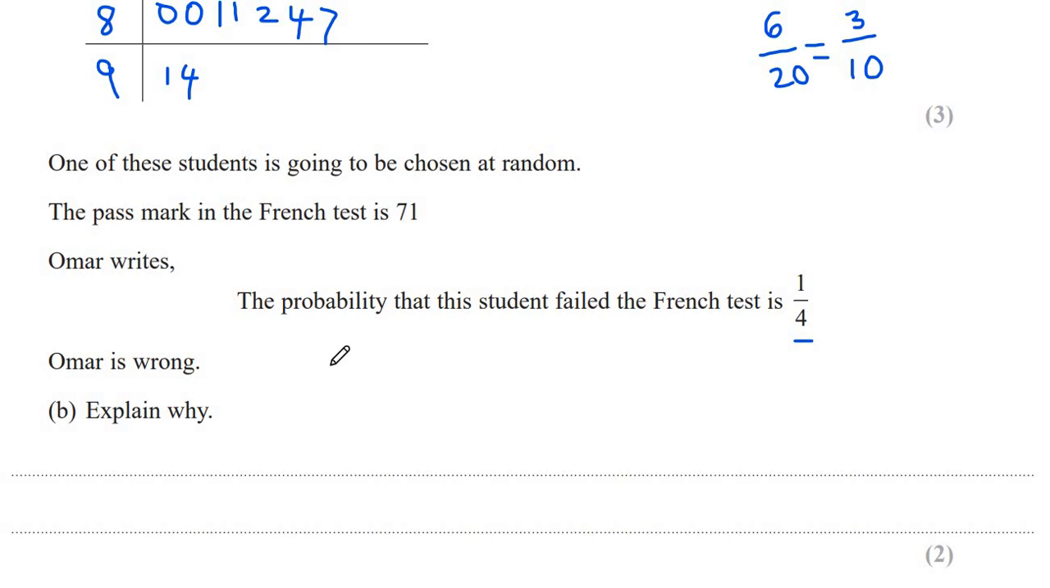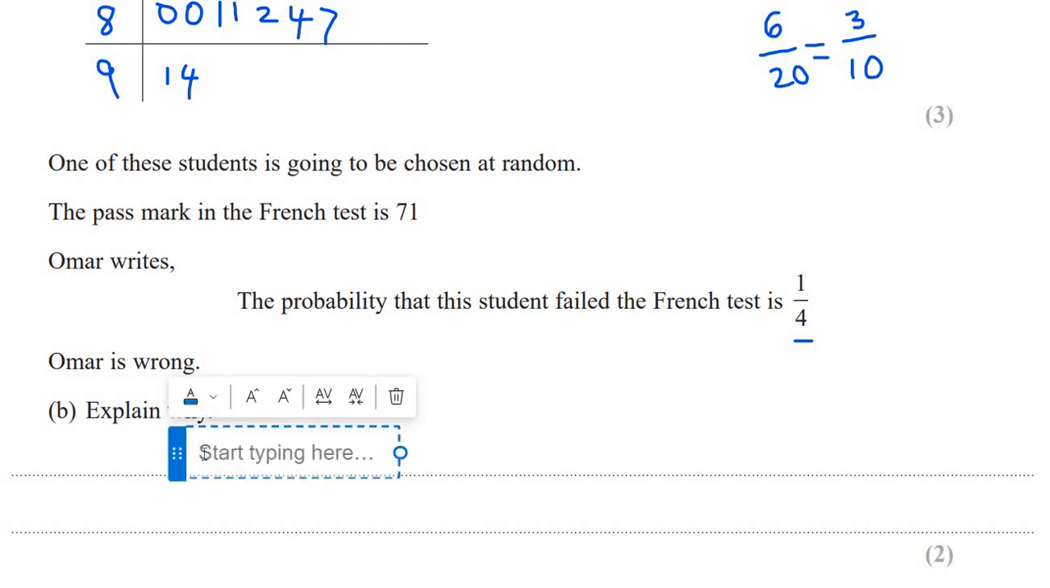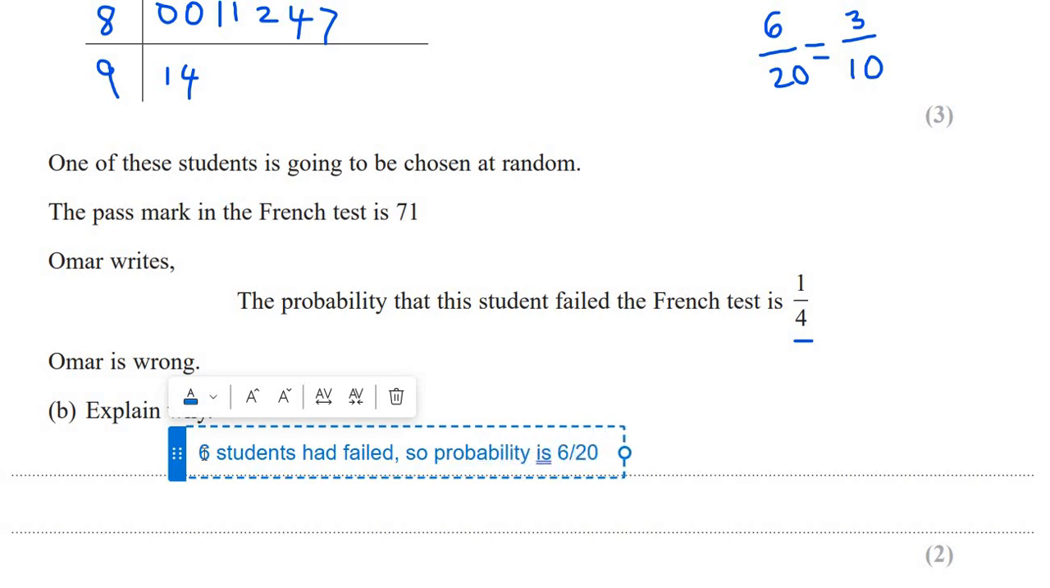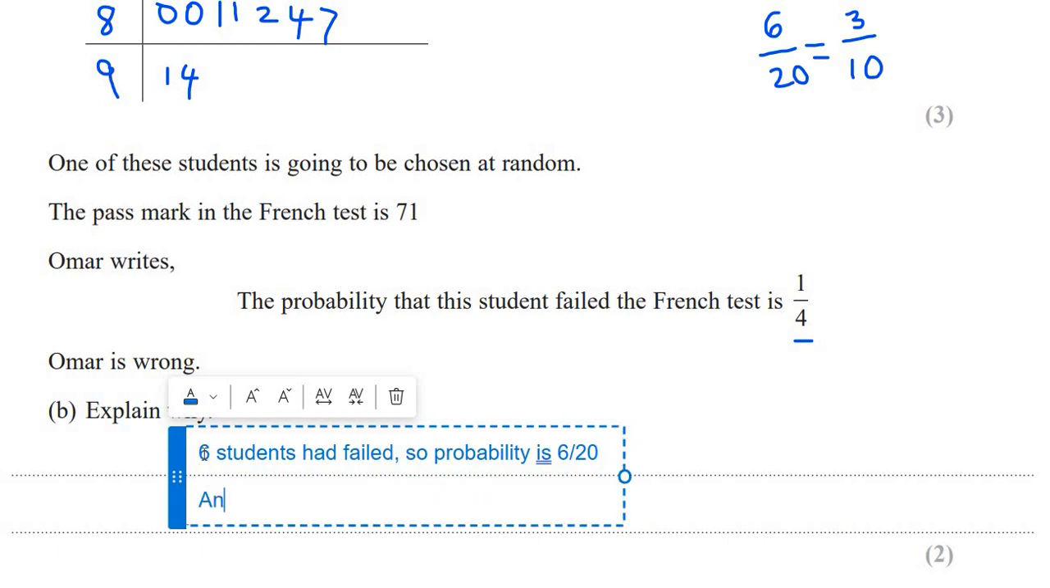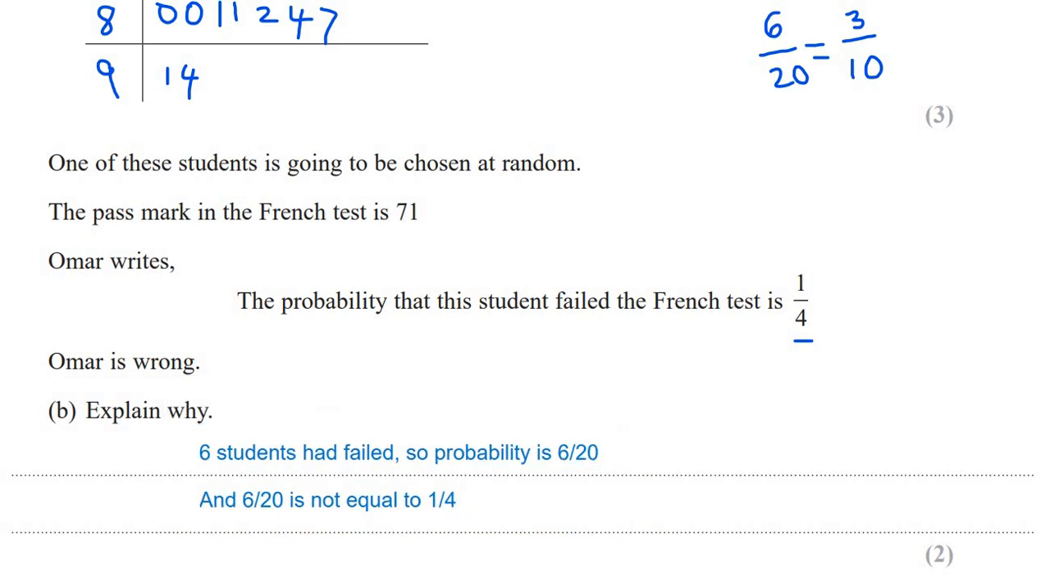So you can explain by saying that 6 students had failed. So the probability is 6 out of 20, and 6 out of 20 is not equal to 1/4. Yeah, that should be a good answer.